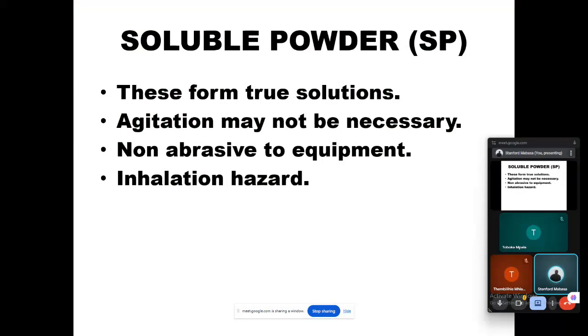Then soluble powder, it's SP. These form true solutions. Agitation may not be necessary. Non-abrasive to equipment, but there's a hazard because it's a powder. Inhalation hazard is there. So you will need a mask. Otherwise, these powders, they are not easy to work with.